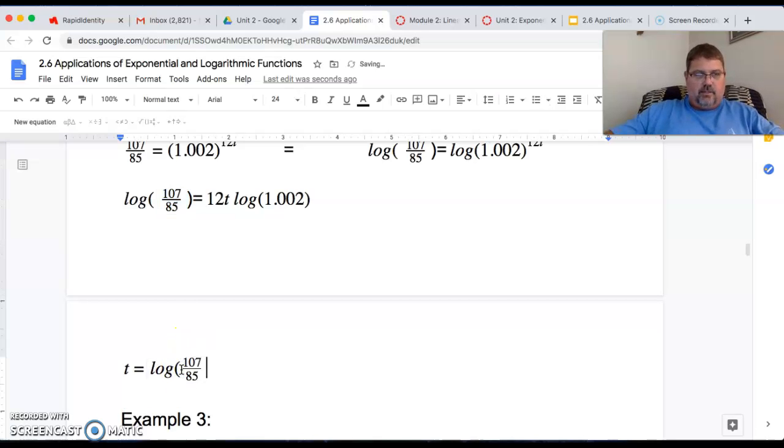There it goes, finally. And I'm going to write this kind of goofy. I can't seem to get it to put the parentheses in that equation for me. There it goes. And we're going to be dividing this by 12 log.